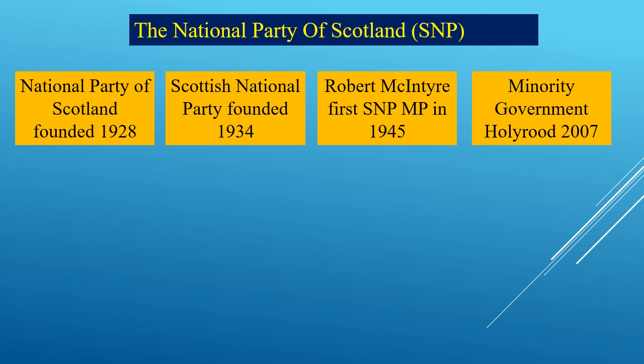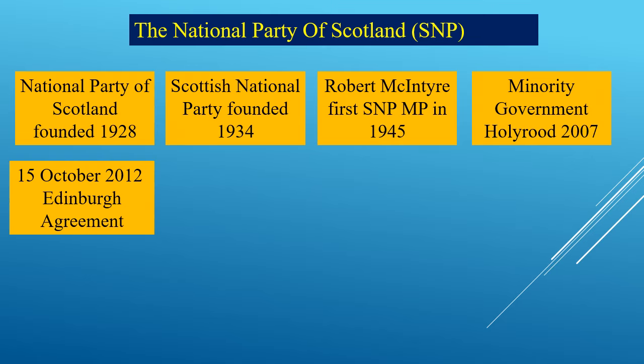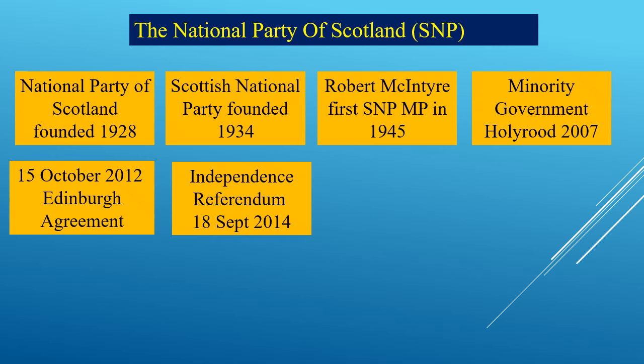Things move on, and the SNP got a minority government in Holyrood. One of the things they did was change the name from the Holyrood Assembly to the Government of Scotland. In 2012, they went down the road and had a word with the government in London, and they asked for a referendum, and they agreed it. And they agreed it because at that time opinion polls said support for independence in Scotland was running around the mid-20s. But they did have the vote.